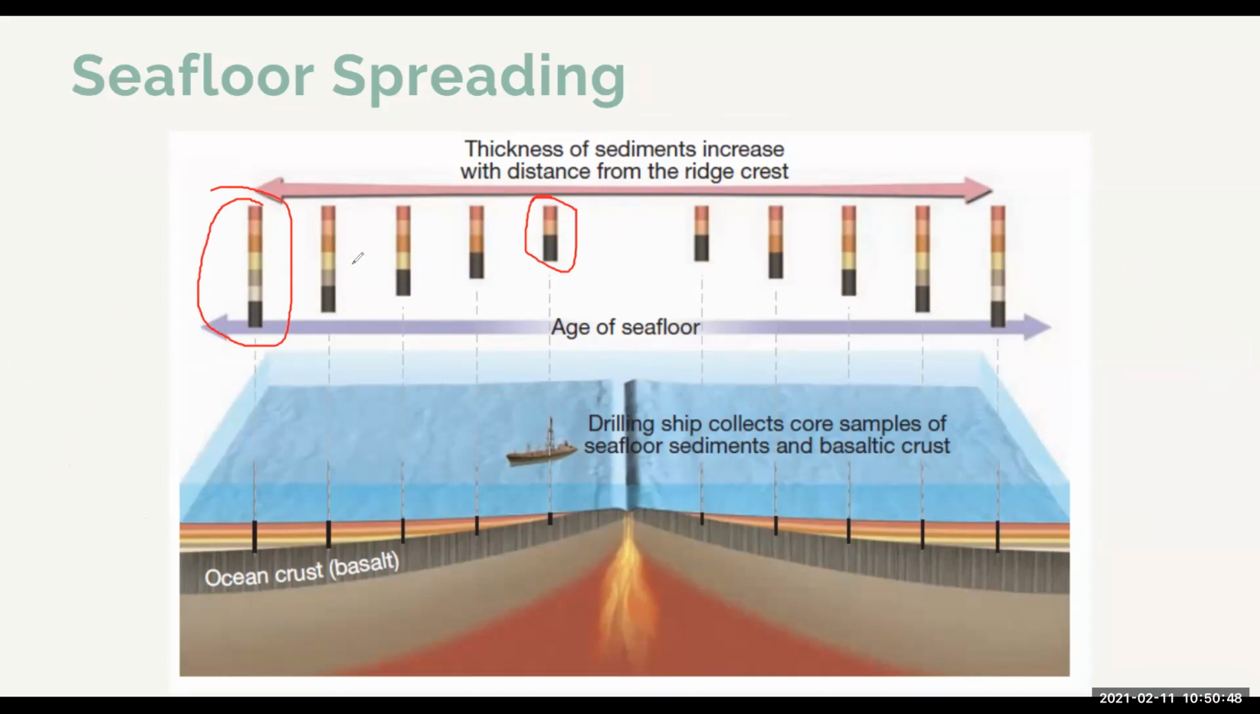Okay, so why do you think that those farther away from the mid-ocean ridges have more sediment layers as compared to the ones closer to the mid-ocean ridges? What do you think? Or why do you think mas madaming layer to si mas malayo sa mid-ocean ridge? Anyone? Why do you think that this one here has more layers as compared to this one here? Okay, very good, Miss Danielle.